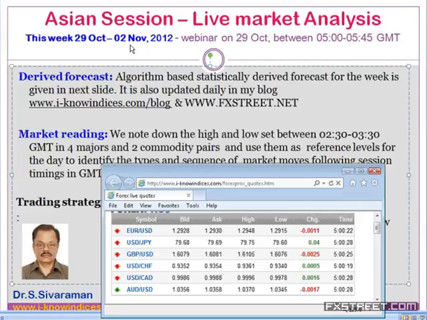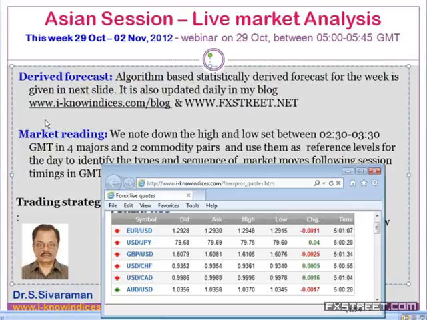So as per the forecast algorithm, I will try to explain to you what could be the possible moves happening in the market based on the derived forecast. This derived forecast is displayed in my blog iknowindices.com/blog and also in fxtrade.net. On a daily basis, I will try to give the forecast there, what could happen during this particular day. They are all nothing but the guidance based on the statistically derived application, and there can be a variation from that of the expected market moves.